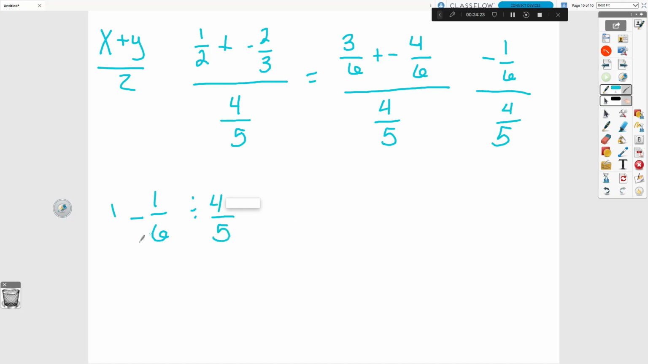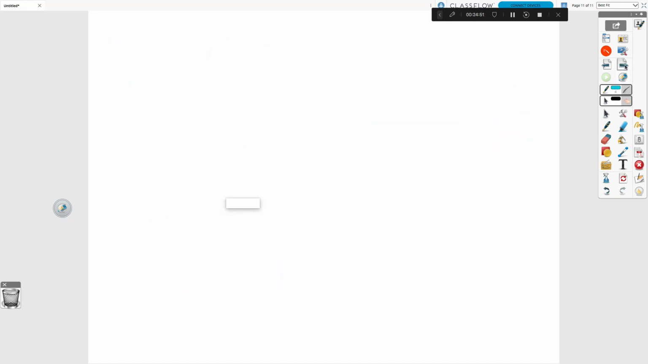Dividing those, and in order to divide, I have to flip and multiply. Is there anything for me to cancel out here? Nope. After I flip them, there is nothing to cancel out. What is 1 times 5? 6 times 4. And that is a negative. So a negative 5/24.